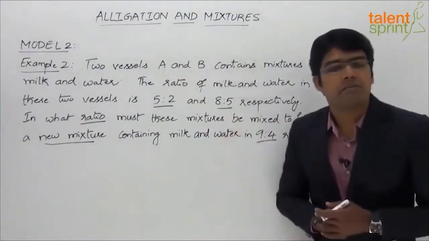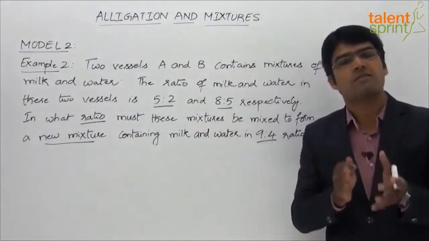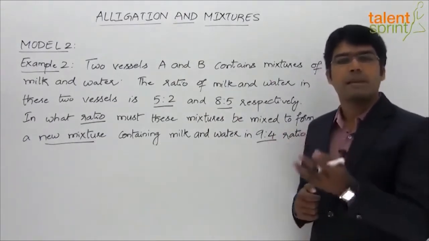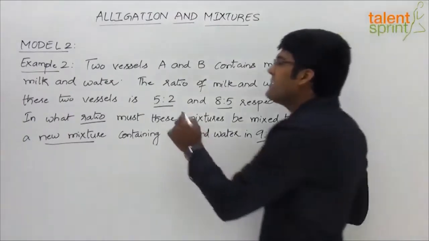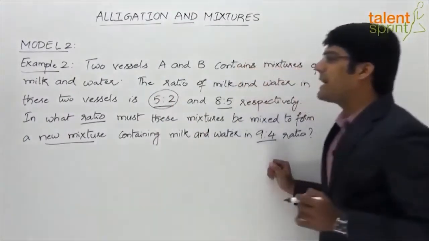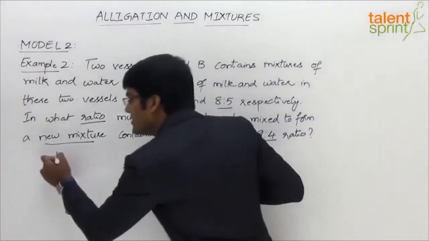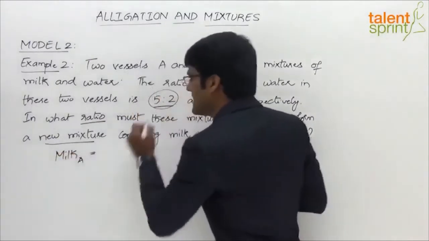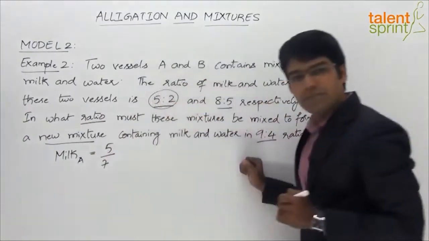This question again can be answered using the alligation rule, and we can apply the rule to the strengths of milk or to the strengths of water in the three different mixtures, that is type 1, type 2 and the final mixture. Now here we know that the ratio of milk to water in type 1 or in vessel A is 5:2. So the strength of milk in the first vessel A can be taken as 5 parts out of total 5 plus 2, 7 parts.